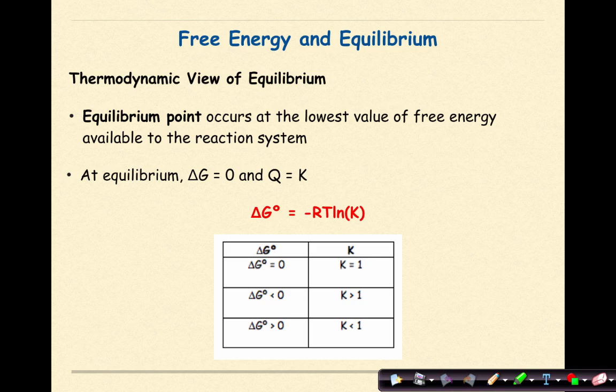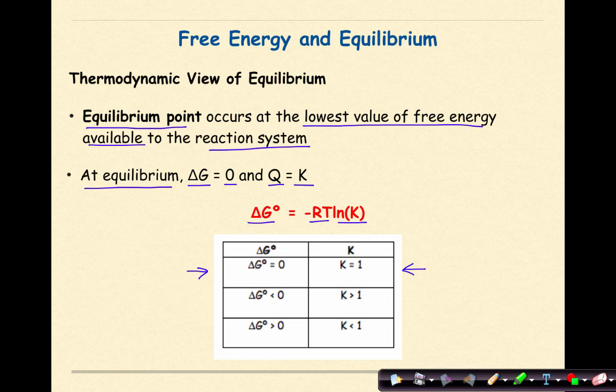Free energy and equilibrium. Thermodynamic view of equilibrium. The equilibrium point occurs at the lowest value of free energy available to the reaction system. At equilibrium, delta G is going to equal 0 and Q is going to equal K. So we can use the formula delta G at standard state is equal to the negative RT ln of K.